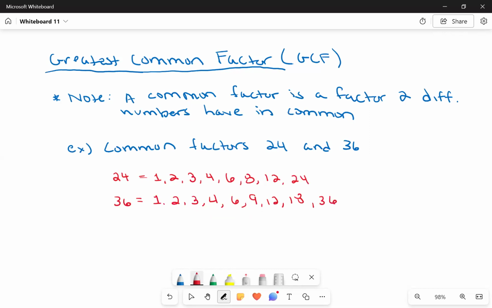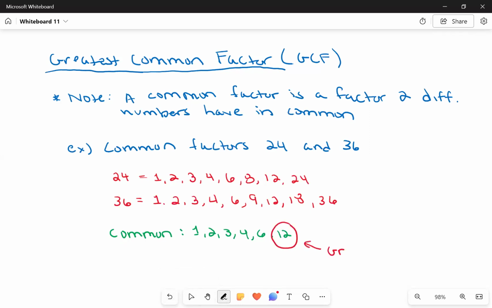Okay, so now I want to look for the common factors. So common factors would be 1, 2, 3, 4, 6, and 12. Those would be the factors they have in common. Now, if I asked you for the greatest common factor, you would say 12. Oops, wow, that was a terrible circle. Let me fix it. Okay, that would be the greatest common factor.